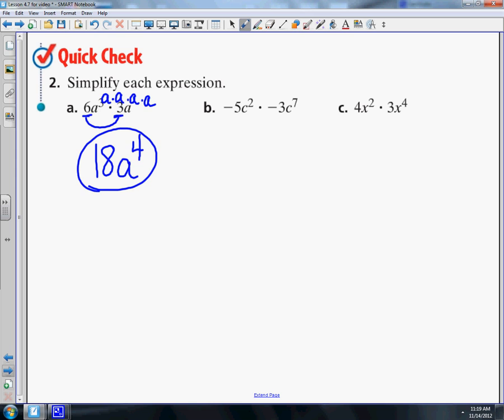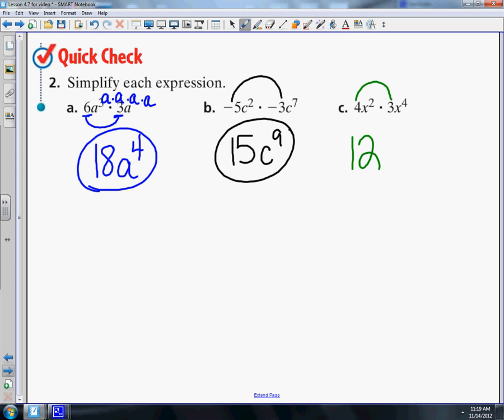All right, so I'm going to do negative 5 times negative 3, which is positive 15. C squared times c to the 7th is c to the 9th. And lastly, I have 4 times 3 is 12. And then x squared times x to the 4th is x to the 6th. Pretty simple.